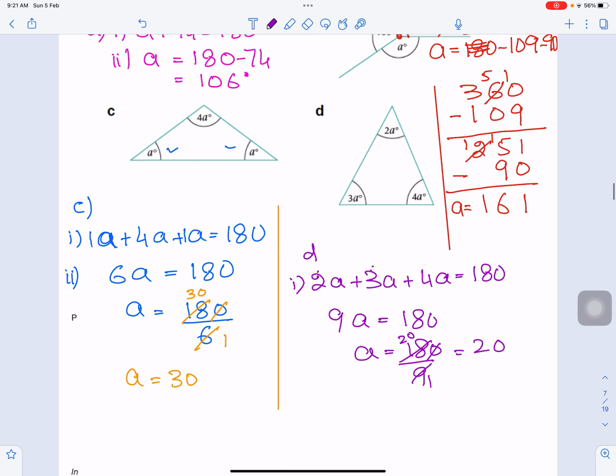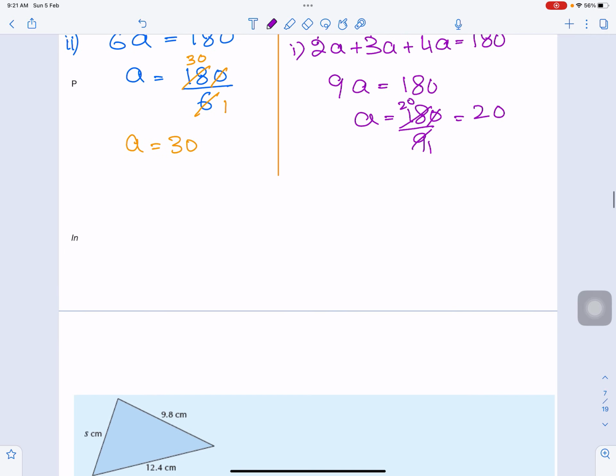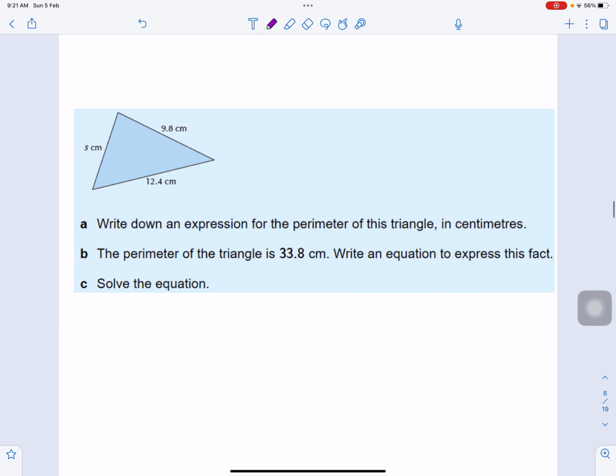So like in the previous question, if somebody asks you to calculate the angles, what will you do here? 2 times 20, you will get the answer. To get this answer, you will do 3 times 20. To get this answer, you will do 4 times 20. So it is 80 and so on. I'm not going into those little details. Let's see this question.